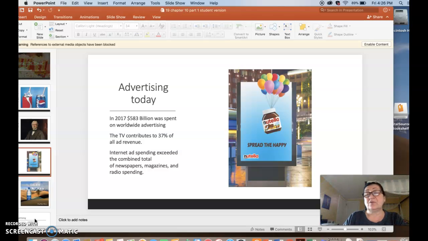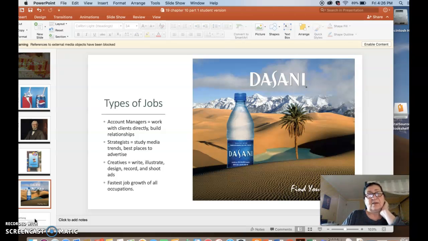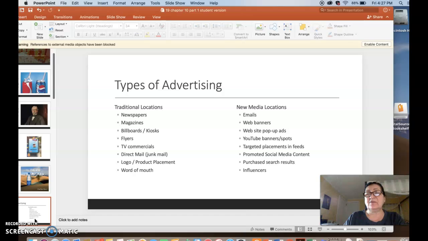TV contributes to 37% of it all. Internet ads exceed the combined total of newspapers, magazines, and radio spending. The types of jobs in advertising are account managers, the people who work with clients directly and build relationships. Also strategists, who study media trends and the best places to advertise, and creative personnel who write, illustrate, design, record, or shoot those ads. And advertising happens to be the fastest growing field in media.